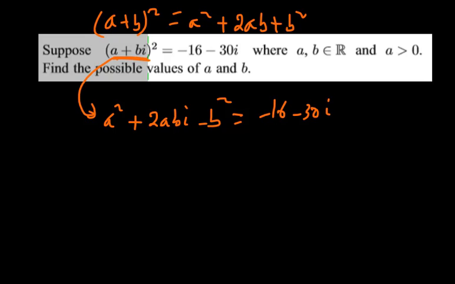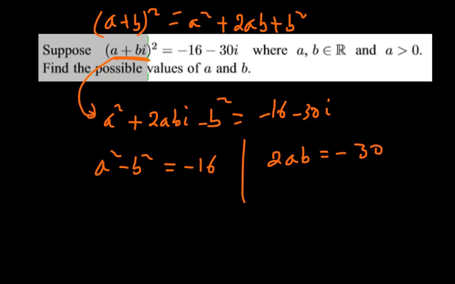Now the real part: the real part of the first one is a squared minus b squared. This is the same as the real part of the second one, which is negative 16. The other one is the imaginary part, so twice of ab is the same as negative 30. Divide both sides by 2, so a times b is negative 15. So express a in terms of b or b in terms of a. It's your choice, it's the same. I'm going to express a in terms of b: negative 15 over b.